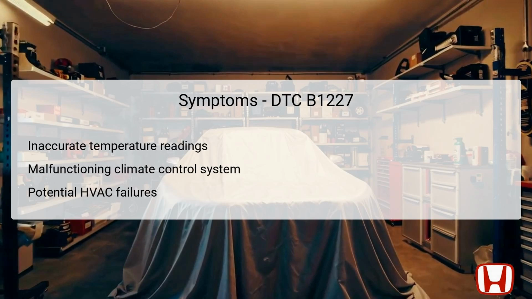Symptoms associated with DTC B1227 typically include inaccurate temperature readings displayed on the climate control system, leading to either excessively hot or cold air in the cabin, irrespective of driver settings. The malfunctioning outside air temperature sensor may relay erroneous information, which in turn disrupts the operation of the HVAC, or heating, ventilation, and air conditioning system.